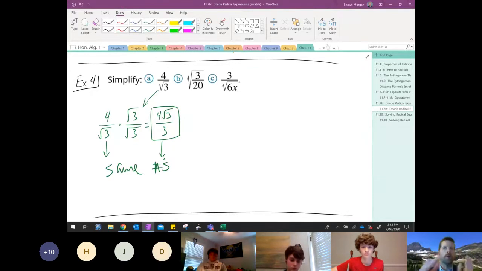So on a real basic level, you guys here in Algebra 1 are learning something that you'll use again in some subsequent years, okay? Now, check this out. We've got the square root of 3 over the square root of 20.